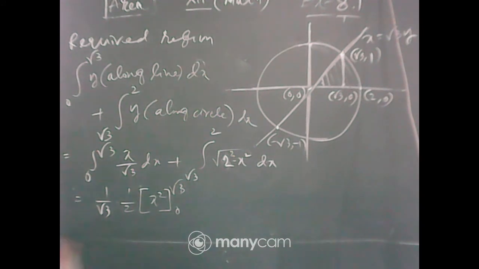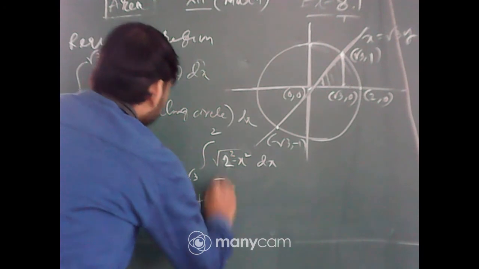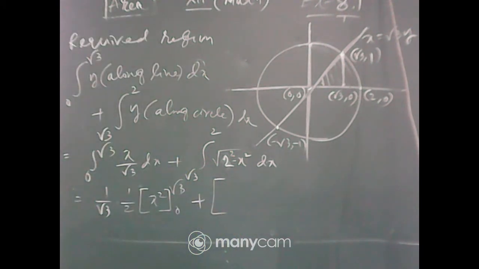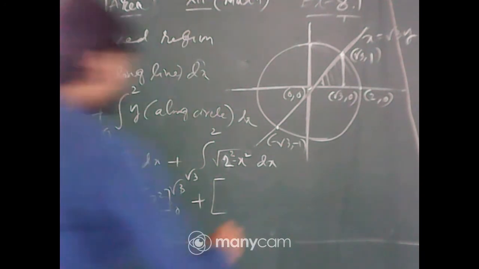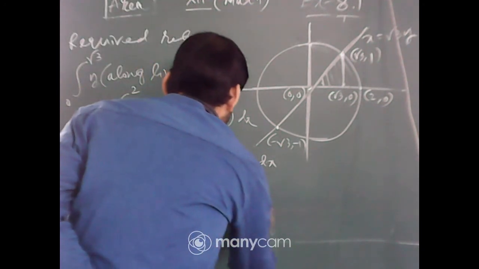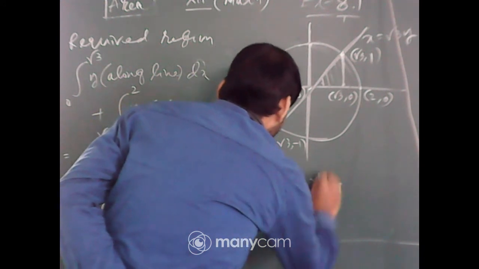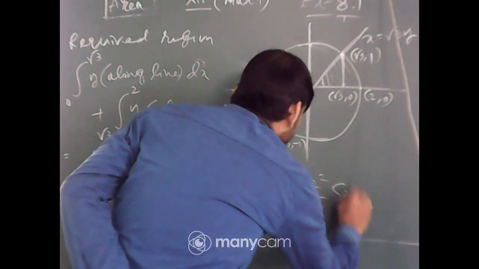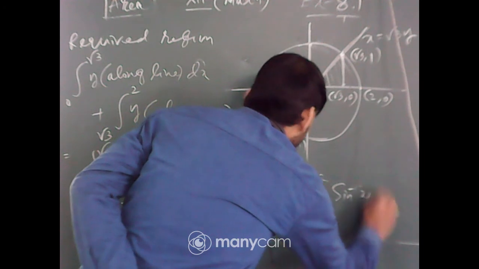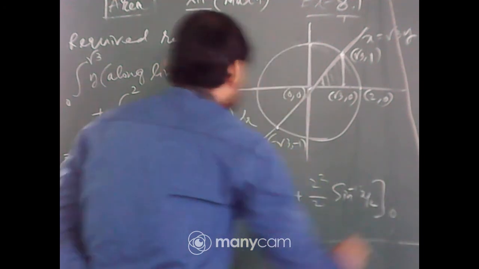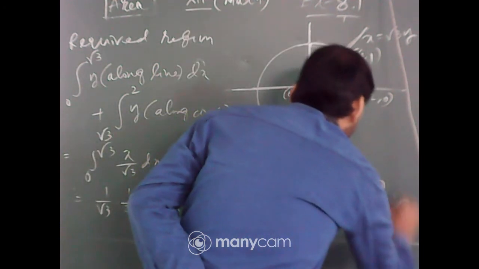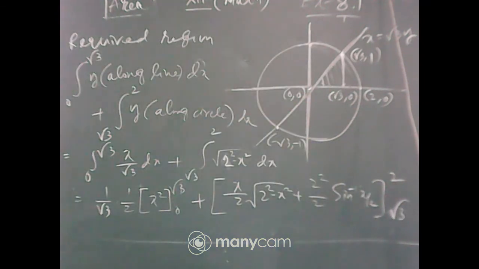So the first portion is done. For the second portion, using the formula we used in the previous problem: x by 2 root over 2 square minus x square plus 2 square by 2 sin inverse x by 2, limit root 3 to 2. Is it all right?